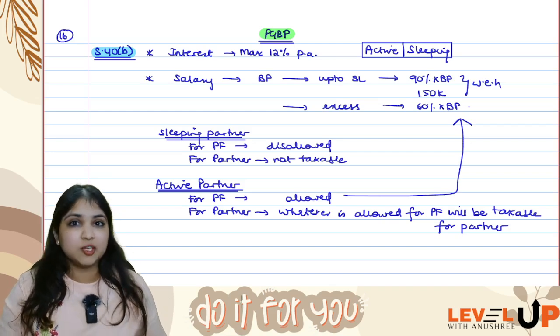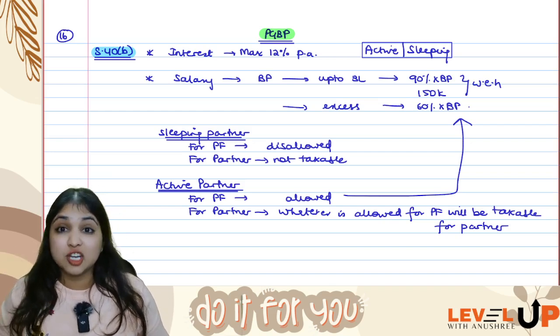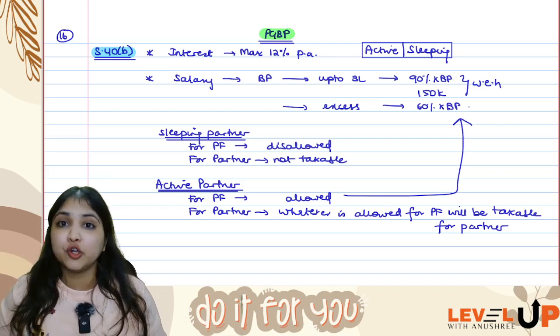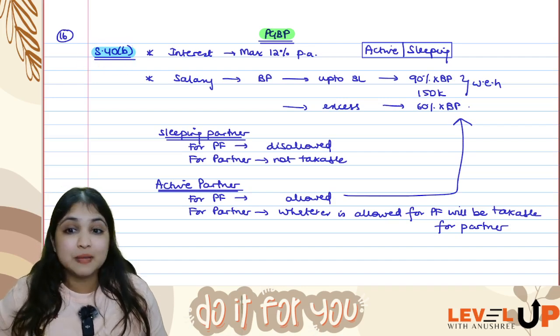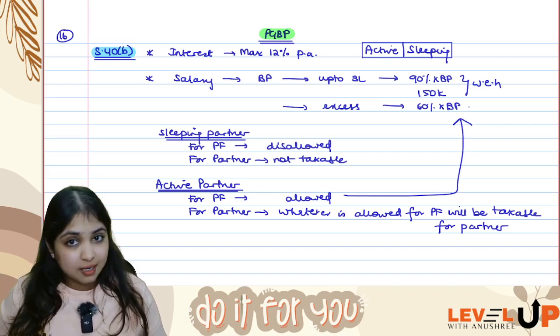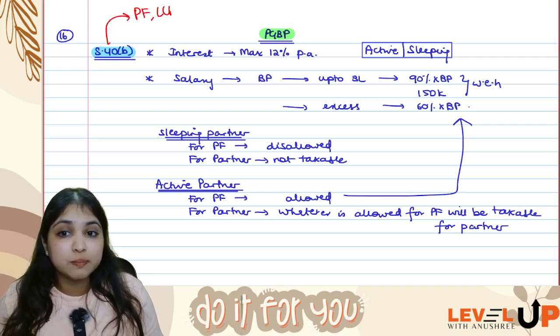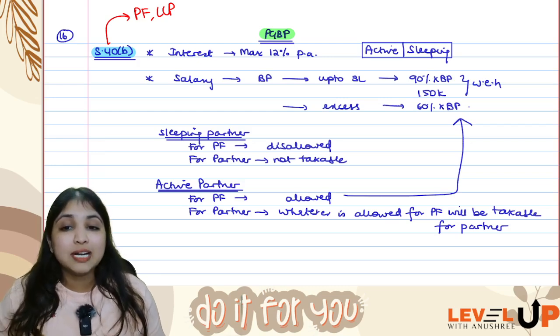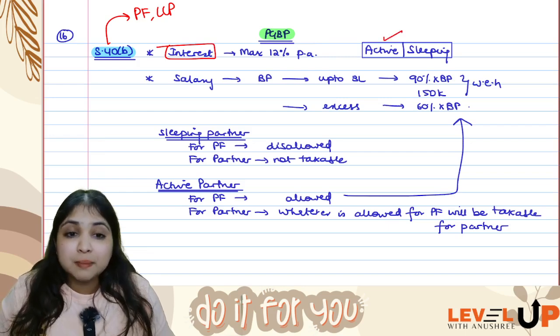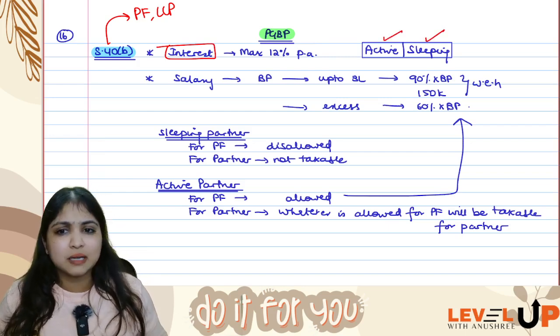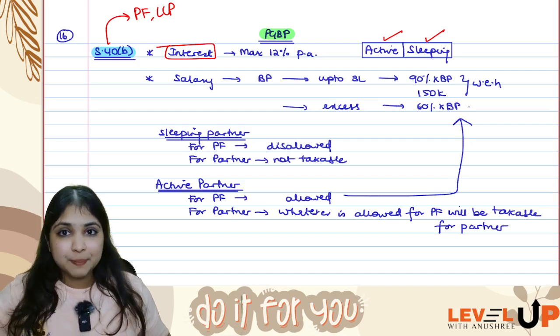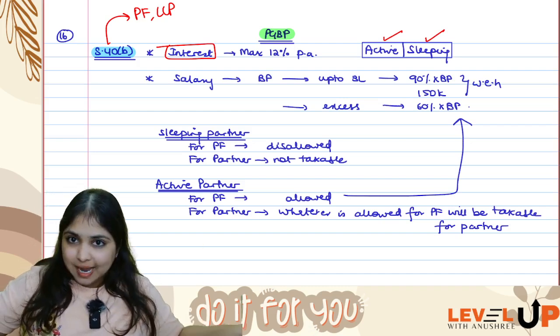Now coming to the PGBP chapter, the most important adjustment according to me from the PGBP head for your examination will be section 40B, which talks about partner's interest and partner salary. Know that first of all, section 40B will apply not only to partnership firm, it will also apply to LLP. Now let's talk about interest first. Interest maximum 12% per annum will be allowed. Whether the partner is active partner or sleeping partner, doesn't matter. The maximum interest allowed is 12%. Whatever is allowed for the firm will be taxed for the partner.